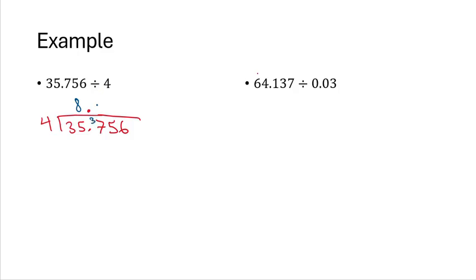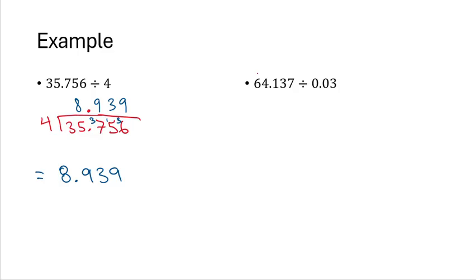And then how many 4s go into 37? That's 9 times with 1 remainder. How many 4s go into 15? That's 3 times with 3 remainder. And then how many 4s go into 36? That's exactly 9 times. So my final answer is just 8.939.